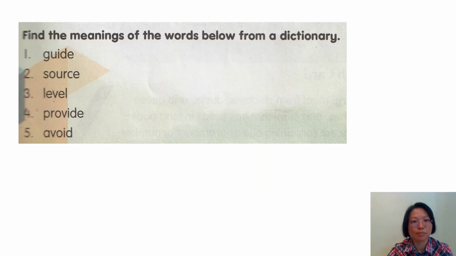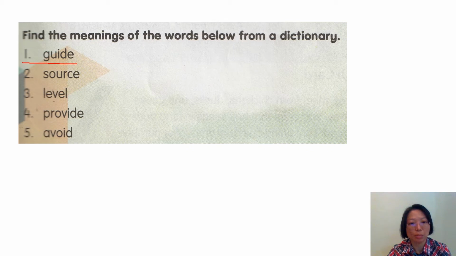Okay, now let's find the meanings of the words below from a dictionary. The dictionary that you can use can be found on the internet. Just Google the meaning, or you can also use your dictionary book to look up the meaning for the words given. So there are 5 words here. Now let's look at the first word, guide. What is the meaning of guide?